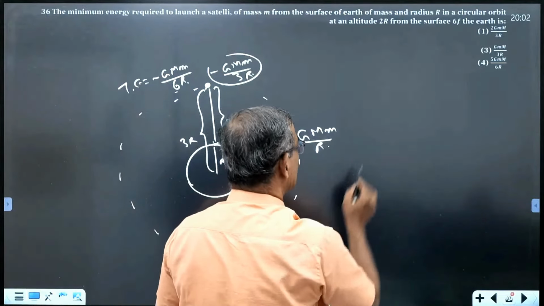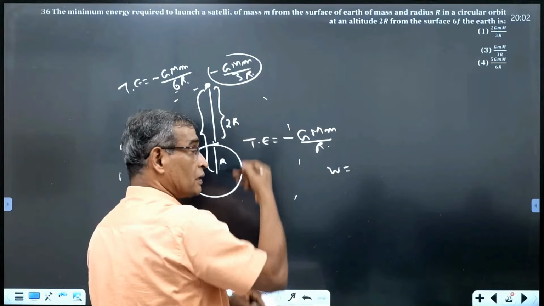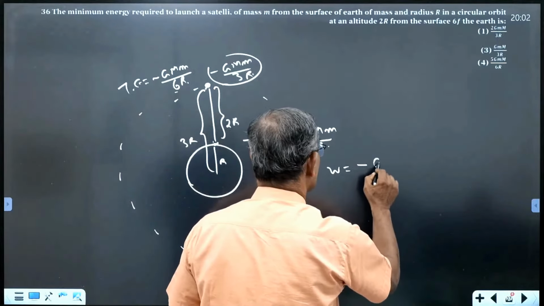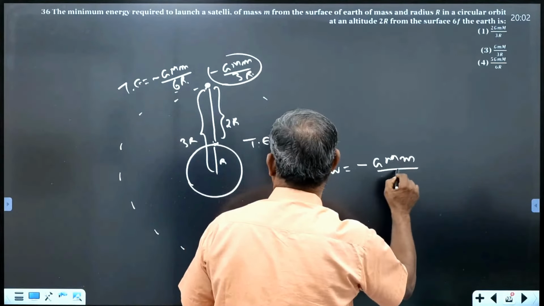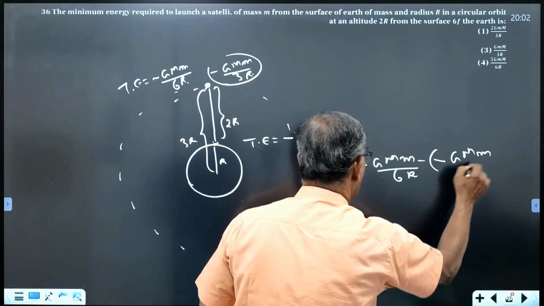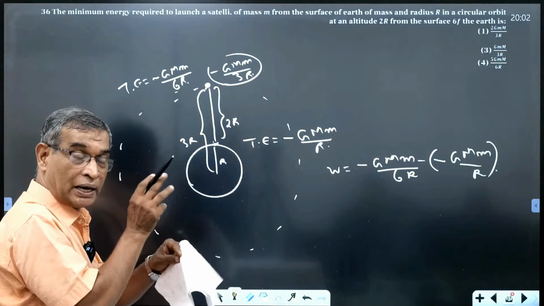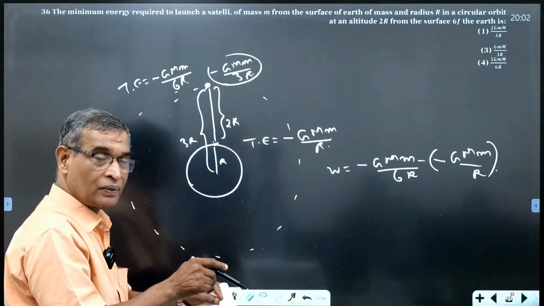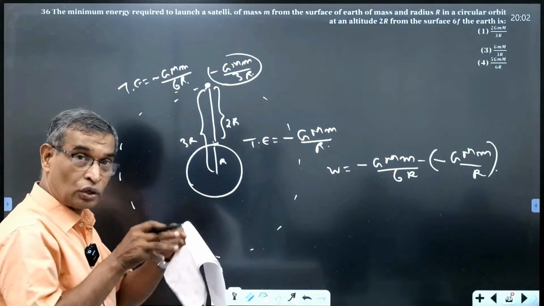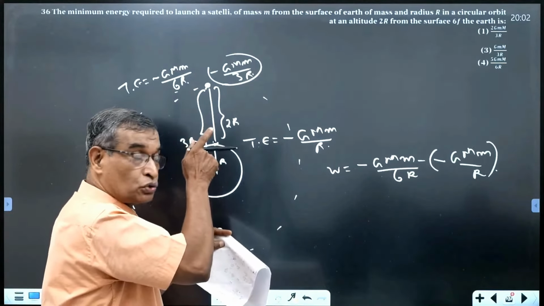So, the energy required, or work done, is equal to the change in energy: minus GM by 6R minus of minus GM by R. We are not simply raising that body to that height, but converting it into a satellite. Therefore, we have to take into account the total energy, not the potential energy, of the satellite there. The problem says so.